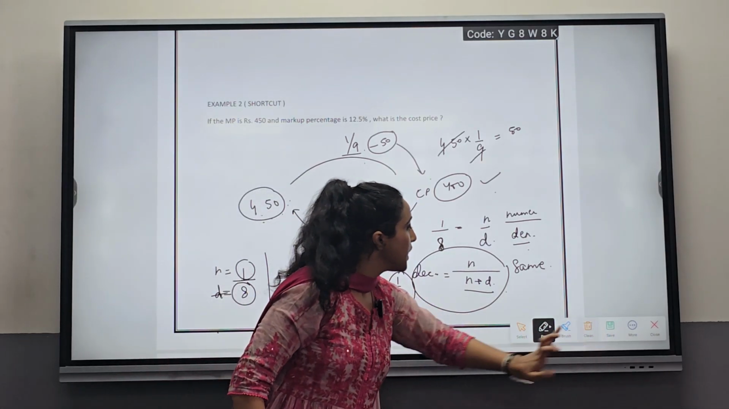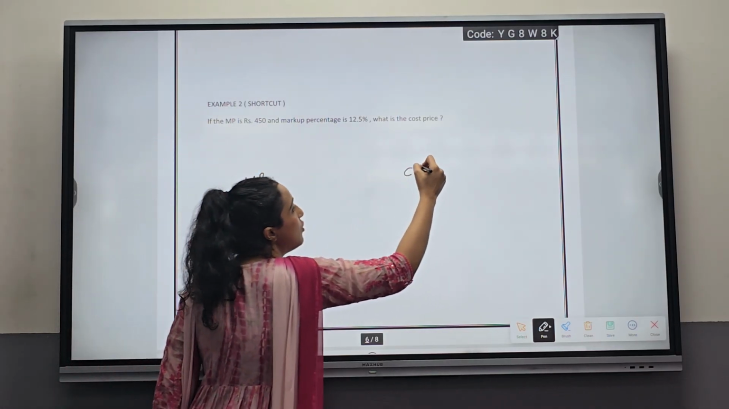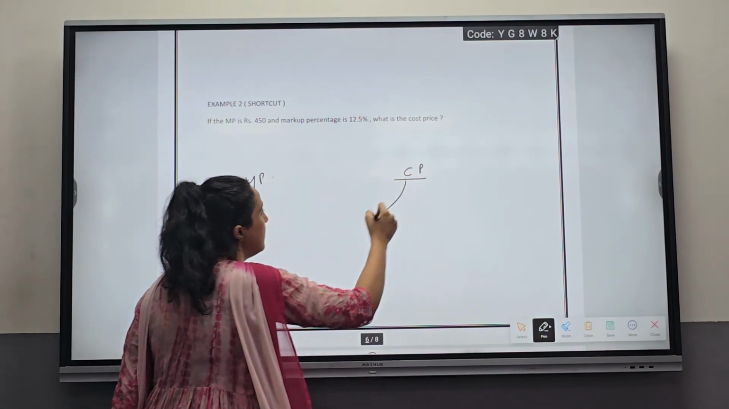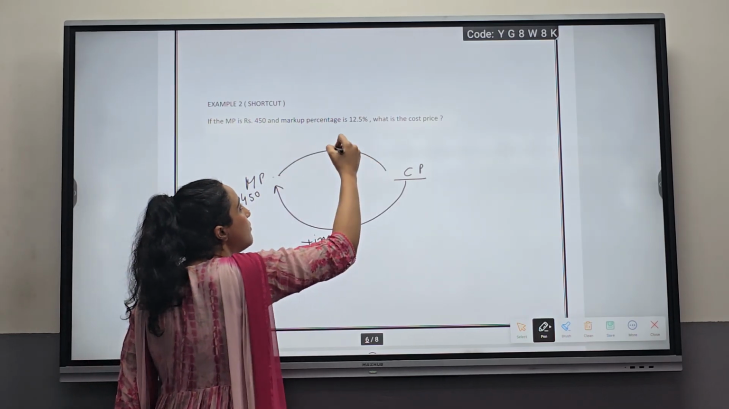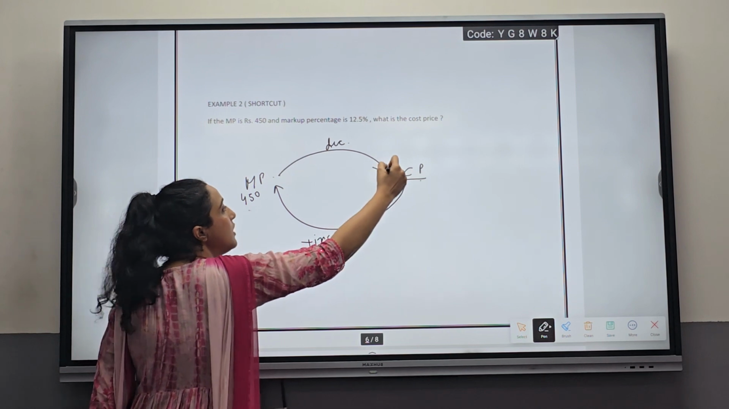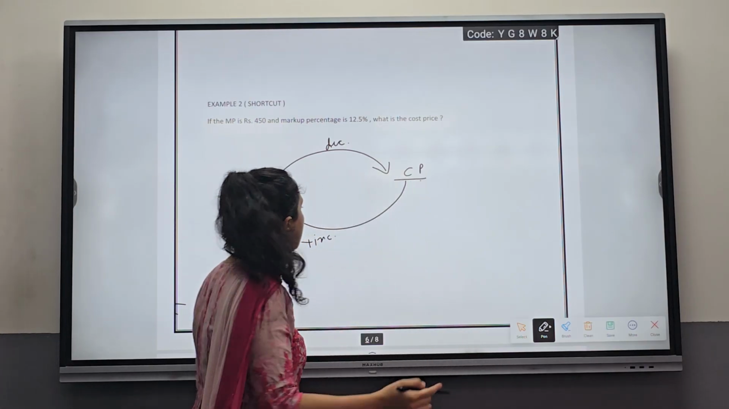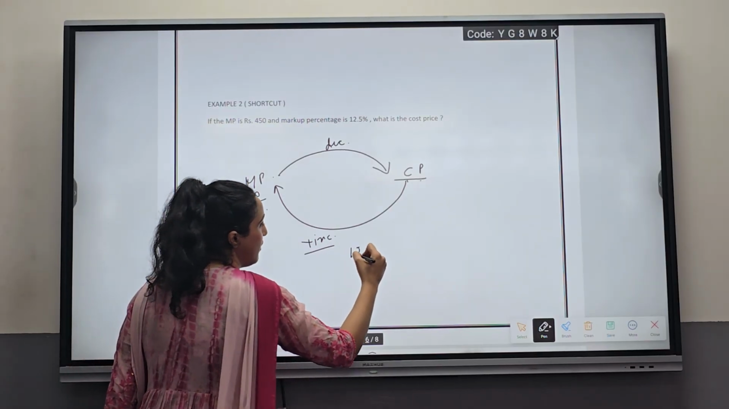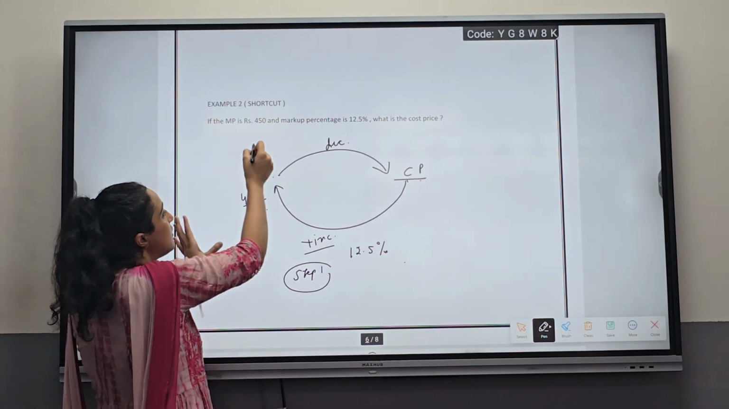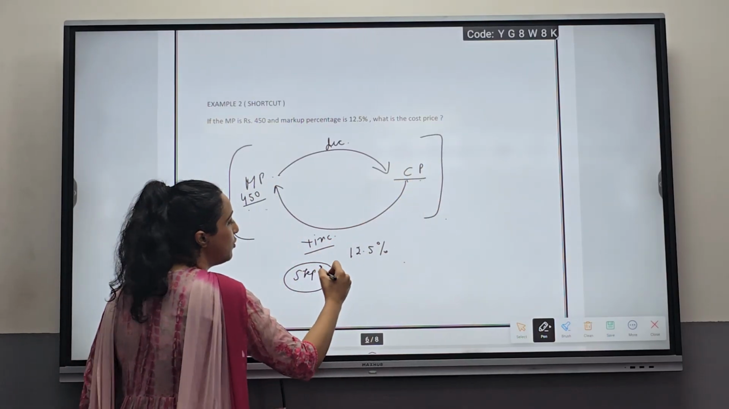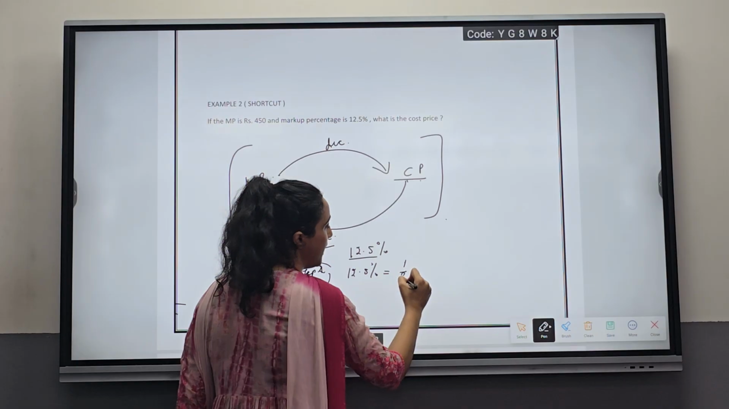Let me explain this again. You have a marked price, that is 450, and you know how you came to the marked price. You had some cost price, you increased it, and you went to the marked price. If you have to go back to the cost price, this means you have to decrease some amount. The marked price is more, so you have to decrease some amount to get back to the cost price, right? You increased it by what? 12.5%. So step 1 will be what? In this question, step 1 is making this. Step 2 will be what? Convert 12.5% to a fraction. You will get 1 by 8.